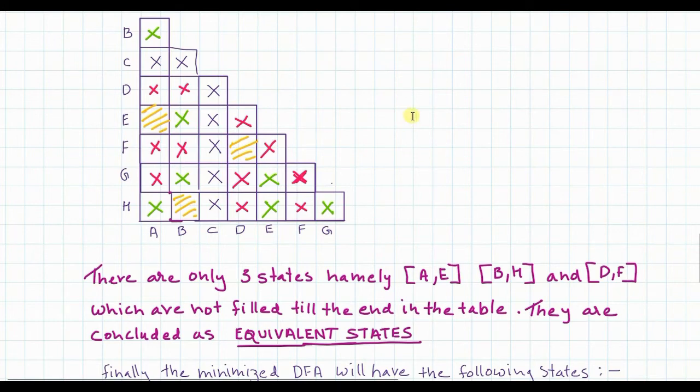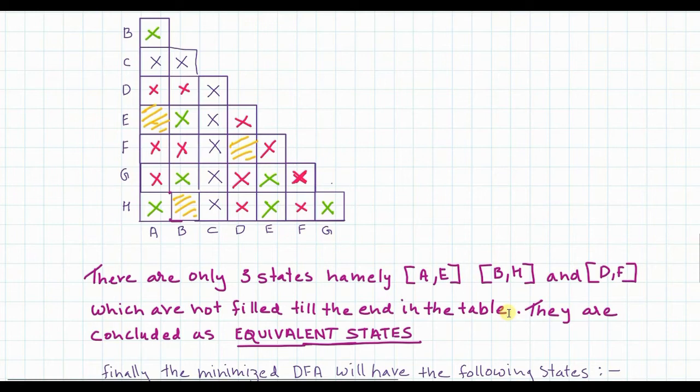Now continuing with the problem. You see that there are 3 cells. This is one cell, this is one cell, and this is one cell. These are the 3 cells which are not marked. So there are only 3 pairs of states. That means A comma E, B comma H, so if you see this cell, it is B comma H or H comma B, and D comma F, that is from D to F. So this shows that there are only three pairs, A comma E, B comma H and D comma F, which are not filled till the end of the table, till the end of the problem.